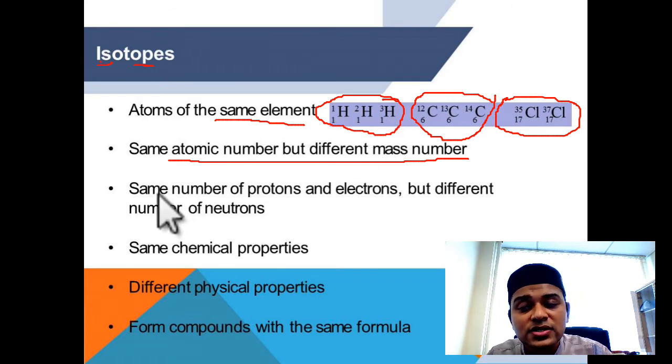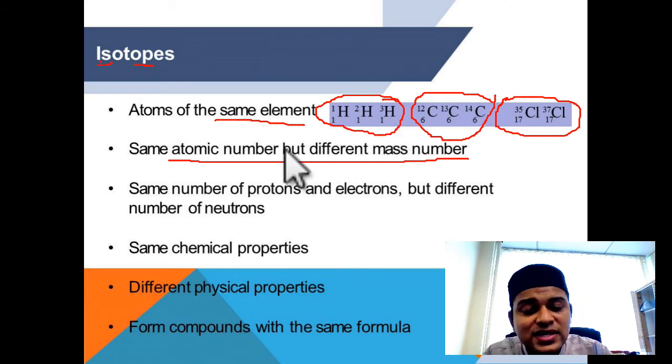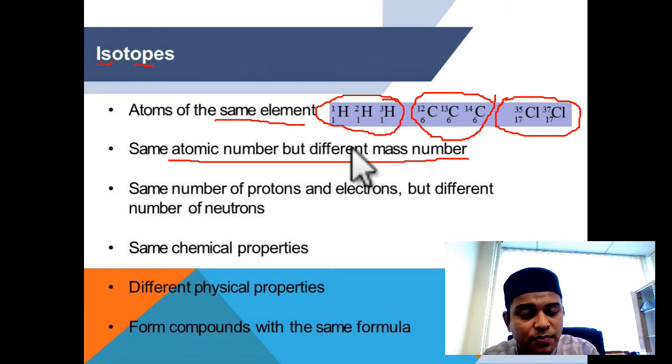So as you can see, the next thing, since those are neutral atoms, they are going to have the same number of protons and electrons for each of those elements, but they have a different number of neutrons. That is what makes them isotopes. It is the same element, same proton number, but a different mass number, a different neutron number.